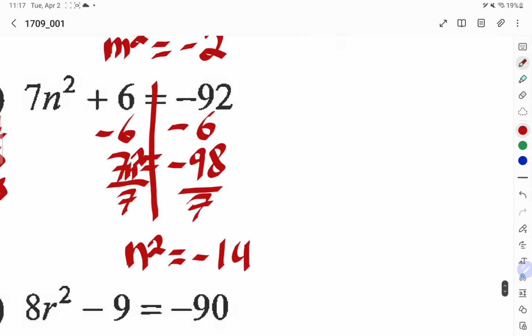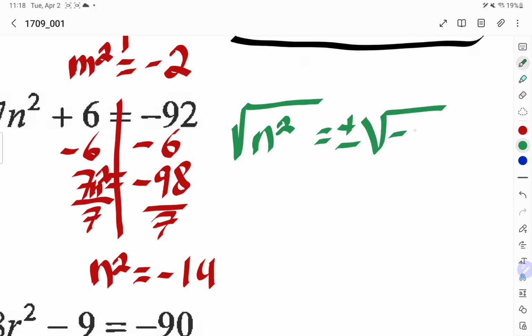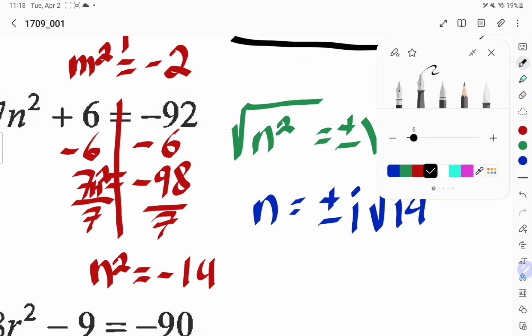Okay. Now we square root that. So it's going to be the square root of n squared is equal to plus or minus the square root of negative 14. We can't have a negative inside my square root. We change it to an imaginary number. There we go. And we put everything else that we had. And we are done.